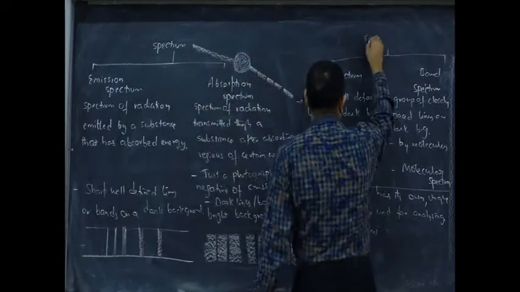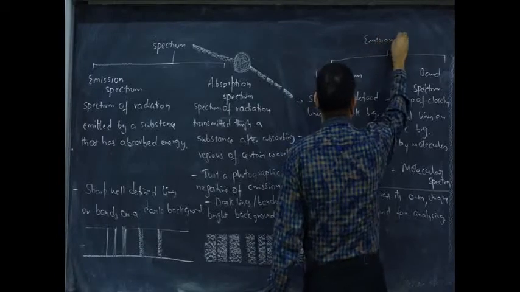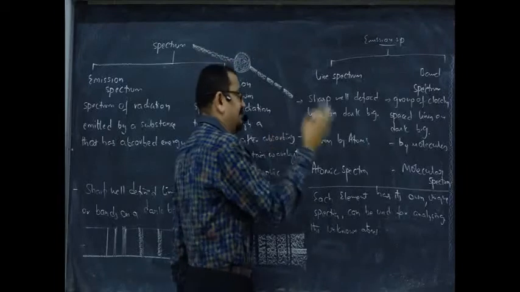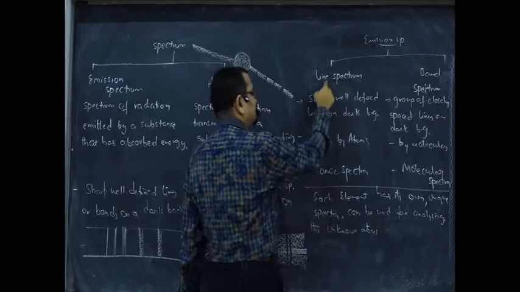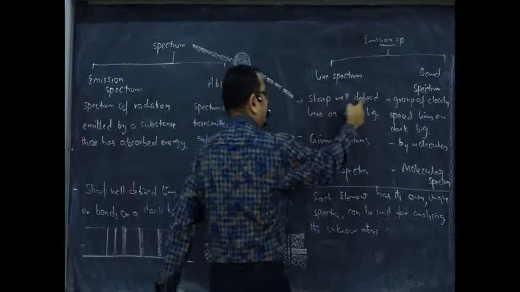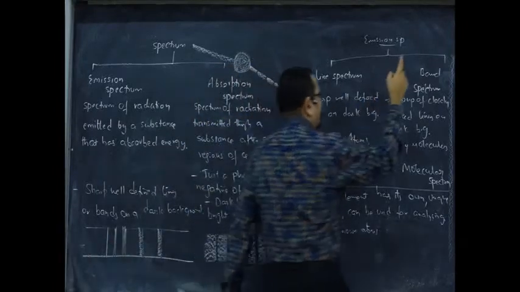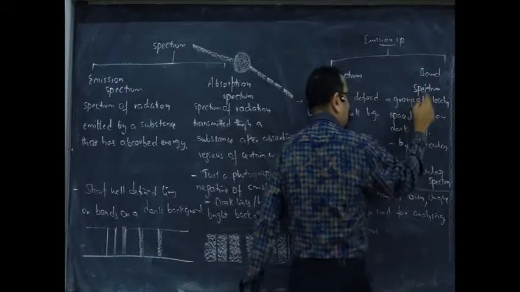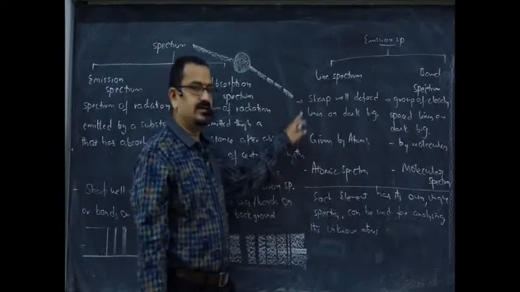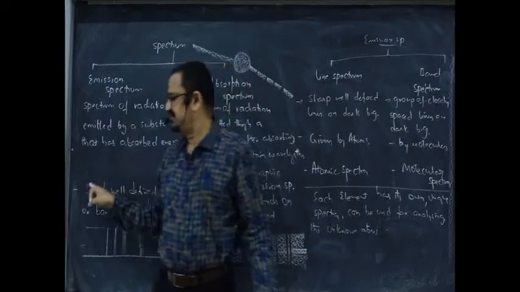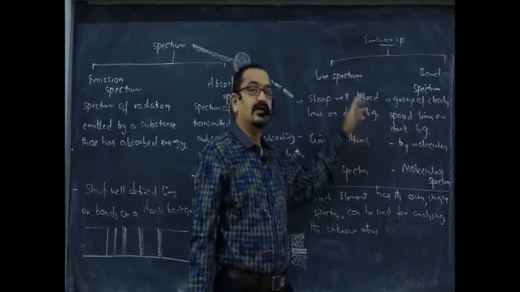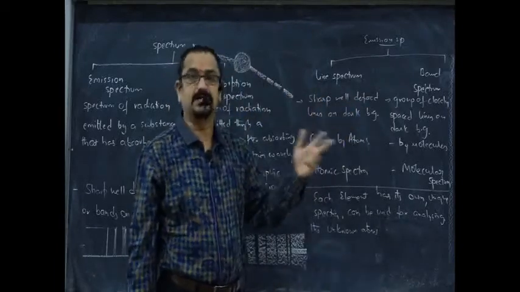Emission spectrum again contains two types, line spectrum and band spectrum. Line spectrum contains sharp well-defined lines in this way, sharp well-defined lines on a dark background, whereas band spectrum contains a group of closely spaced lines on a dark background. Okay, if it is a classification under emission spectrum, on a dark background, if it is a classification under absorption spectrum, what will be the definition?